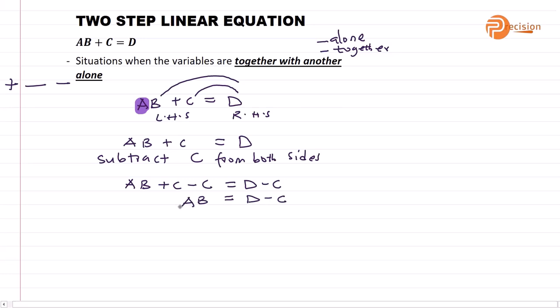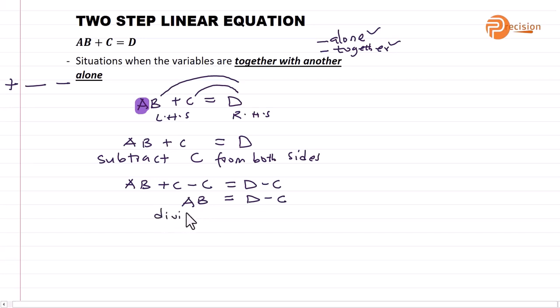But mind you, we have not solved for a yet. We don't have a standing by itself alone yet. So what do we have to do? Now we've solved for the one when it is alone, which is c. Now let's solve for the situation where they are together, which is here where we have ab. Because we're solving for a, what do we have to do? They are multiplying. Since they are together, we have to divide both sides by b.